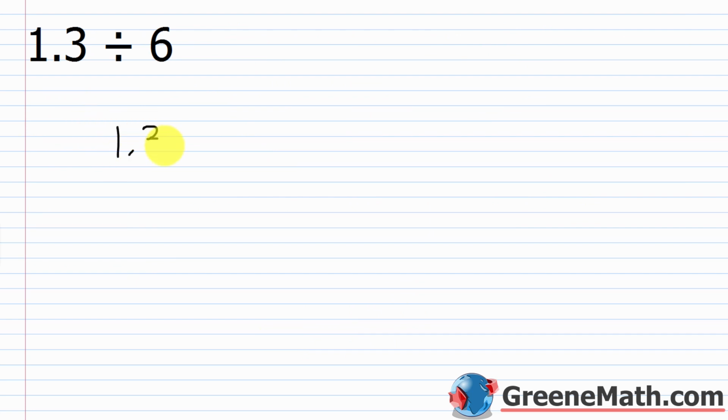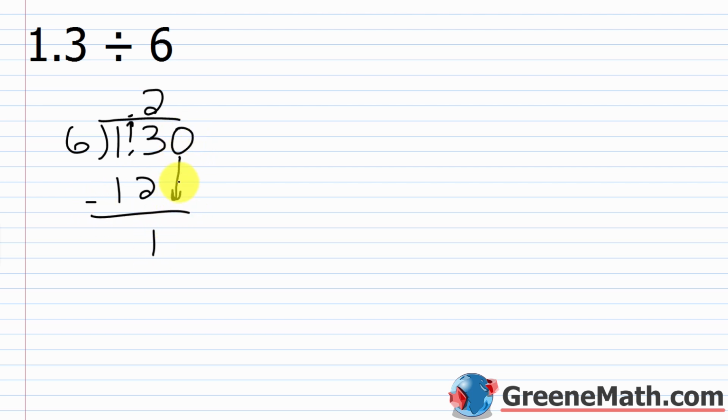Let's look at 1.3 divided by 6. So bring this up into the answer. 6 doesn't go into 1. It goes into 13 twice. 2 times 6 is 12. Subtract and get 1. Put a 0 here to continue the division, bring that down. 6 is going to go into 10 once. 1 times 6 is 6. Subtract and get 4.